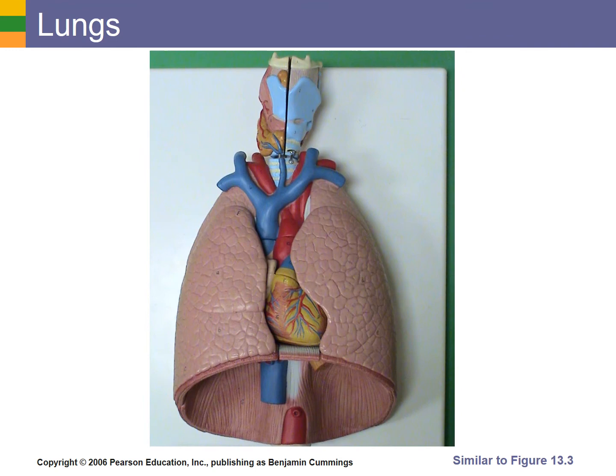We refer to this model as the lung and heart model. I'm going to identify a few structures of the upper respiratory system and then move to the lower respiratory system, specifically the lungs. Here you have the hyoid bone, thyroid cartilage, cricoid cartilage, and then begins the trachea. This is the right lung, which has three lobes: superior, middle, and then down here is the inferior lobe. And on the left lung we have the superior lobe and the inferior lobe.